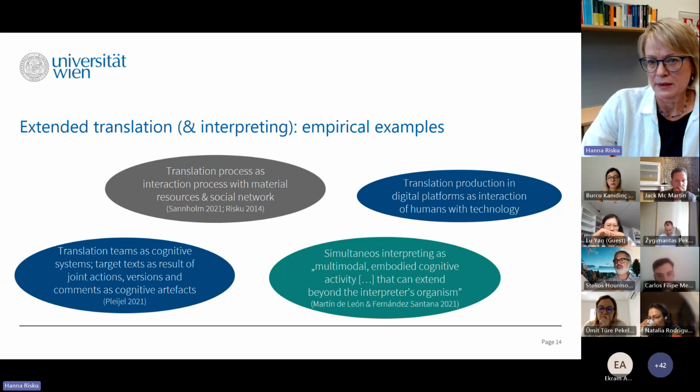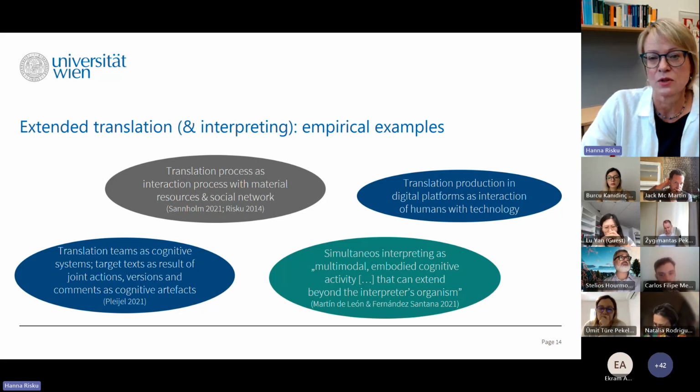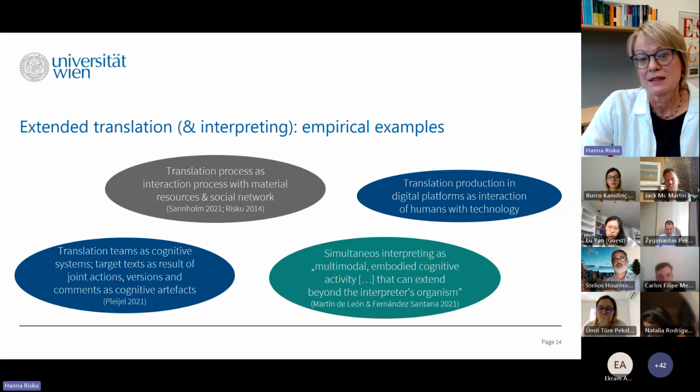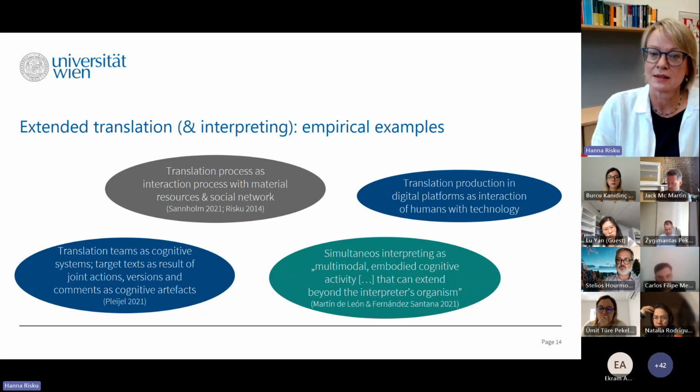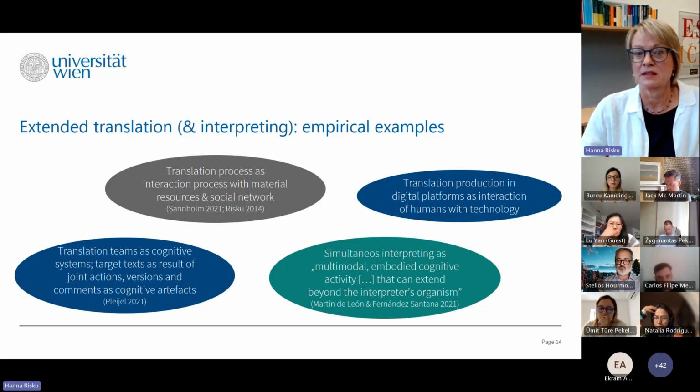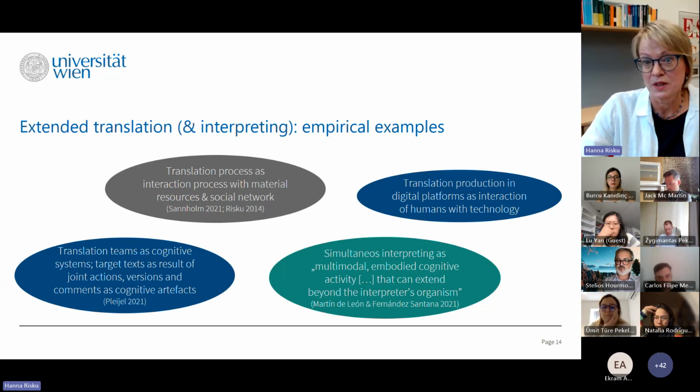Here, for example, Pleijel reflects on the collaboration between different actors involved in the three-decade process of retranslating the Bible into Swedish. And he manages to see the translation teams in his study as cognitive systems and the different versions of the target texts and comments as cognitive artifacts mediating the understanding within the teams.